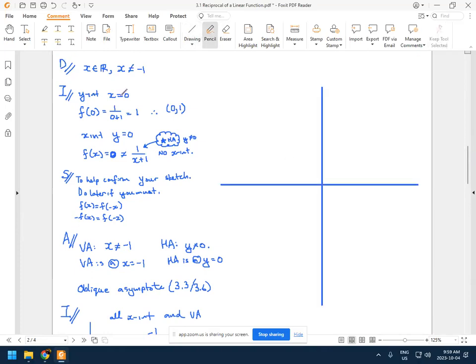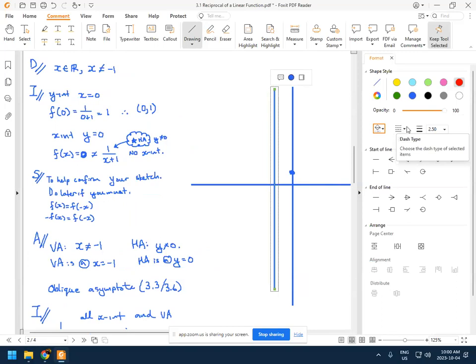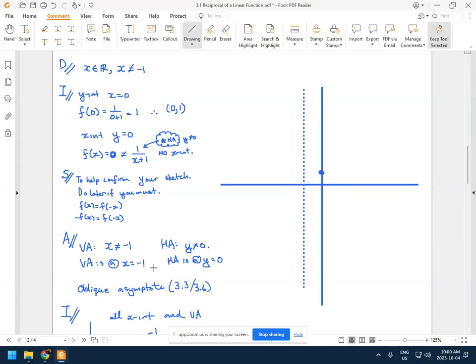Using these 5 chunks of information, I am going to sketch the graph. Here we go. So this is why you do these 5 steps. Ready? I have a y-intercept at 0, 1. I have a vertical asymptote at -1, and that's going to be dotted. I will also have a horizontal asymptote at y equals 0. There. Let me label that.